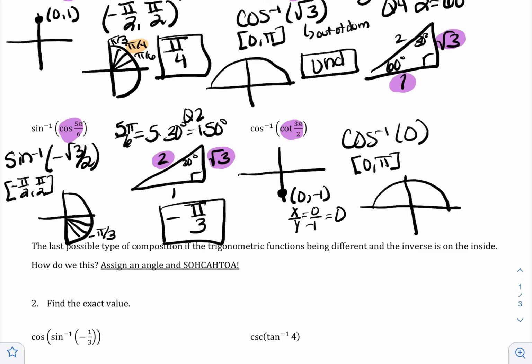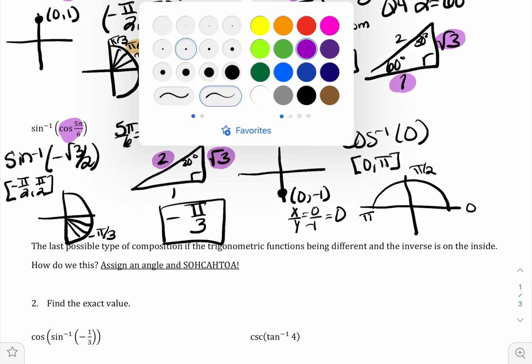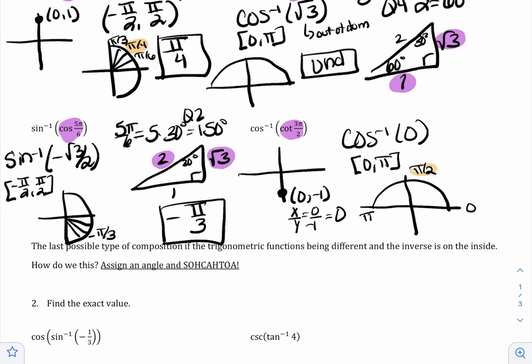For me to get 0, it has to be an axis angle, so 0, pi over 2, or pi. Well, the cosine of 0 is 1. The cosine of pi over 2 is 0. And the cosine of pi is negative 1. So my only possible answer is pi over 2. And there it is.